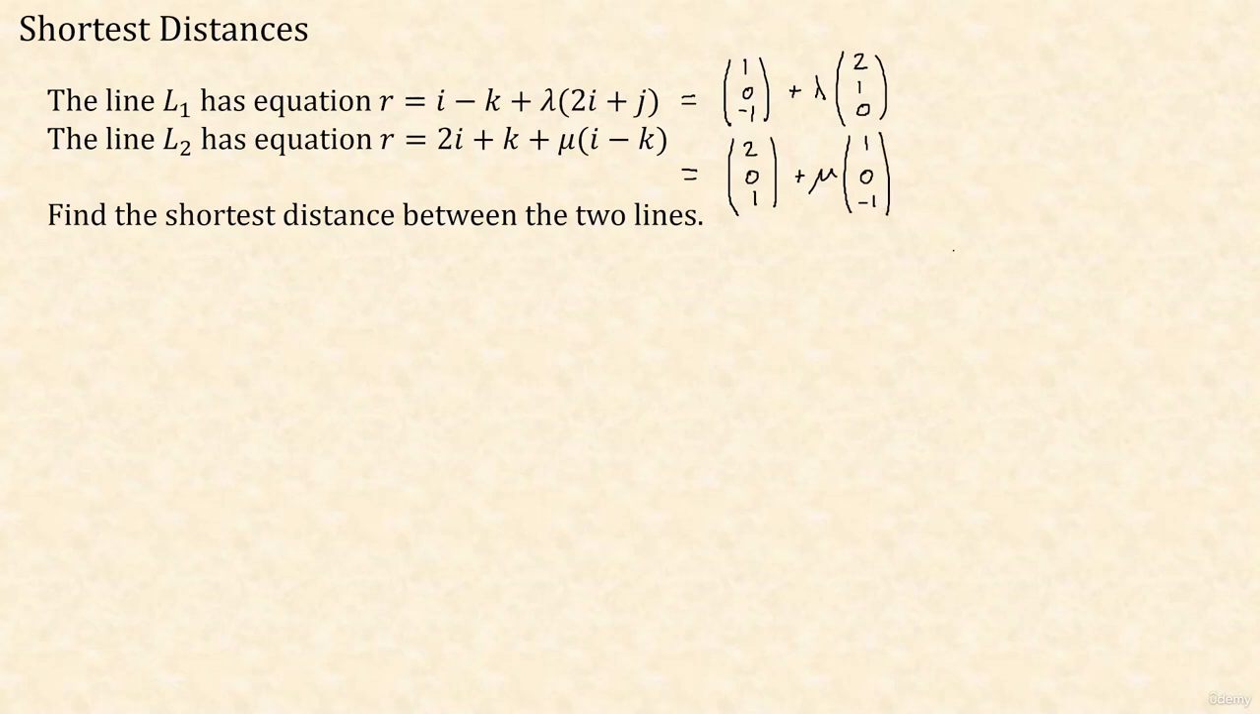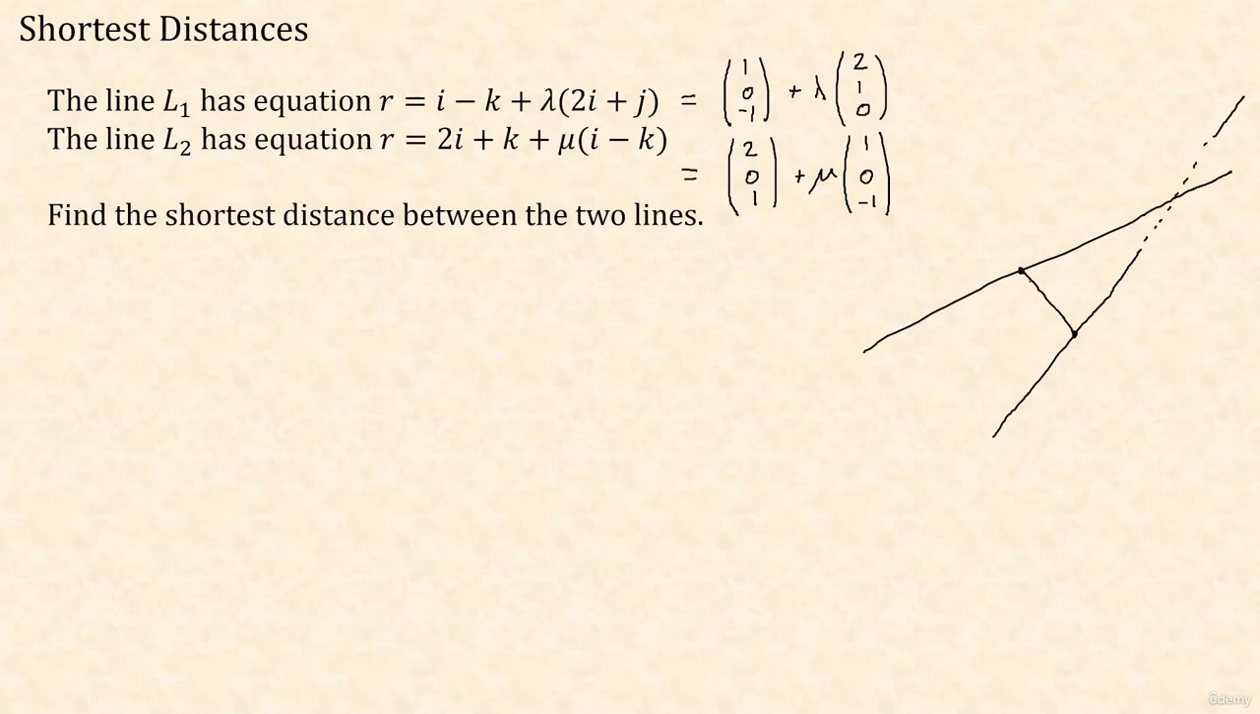Alright, so the shortest distance between these two lines. So these are going to be skew lines. So you've got two non-parallel lines which do not intersect. So I'm going to draw them like this, but let's just be clear that that's passing far below. And let's say that here is the shortest point.